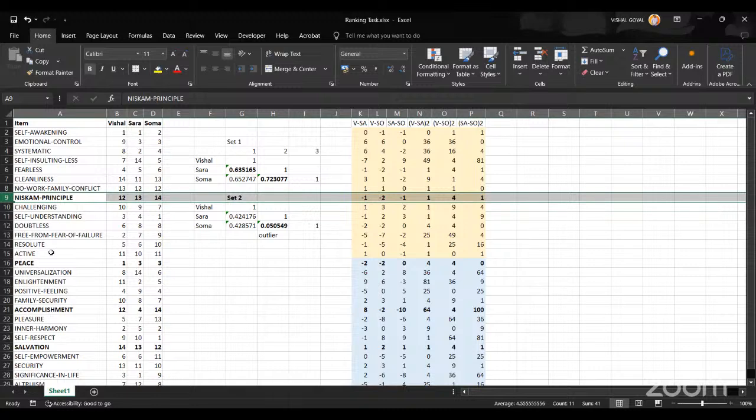12 minus 13, then that square, and 12 minus 14 square value. So that is the Euclidean distance and the other thing. But according to the ranking, if we get the rank value, that is the 12, 13, and 14, that is the similar number, more or less.